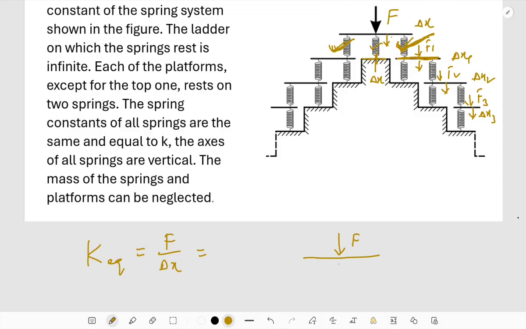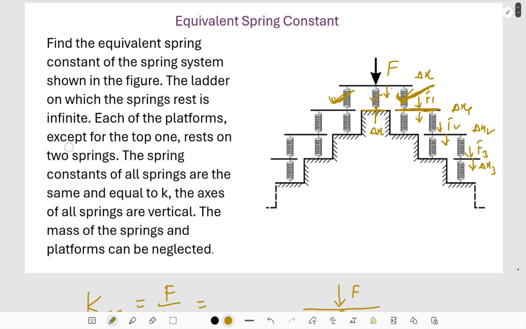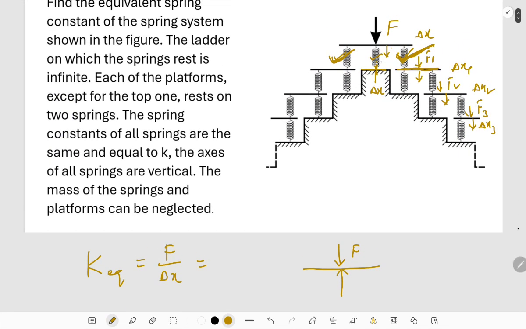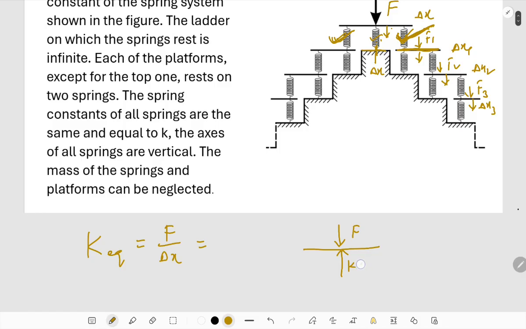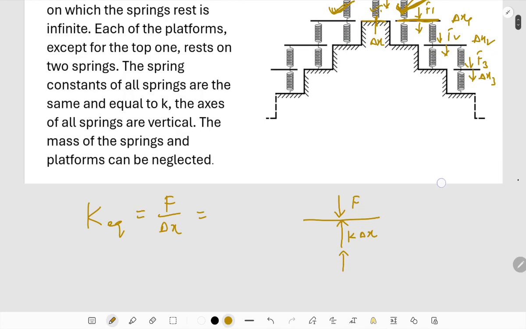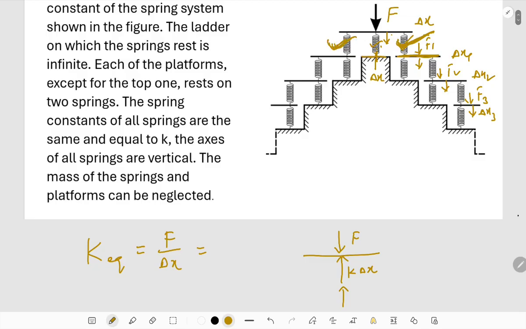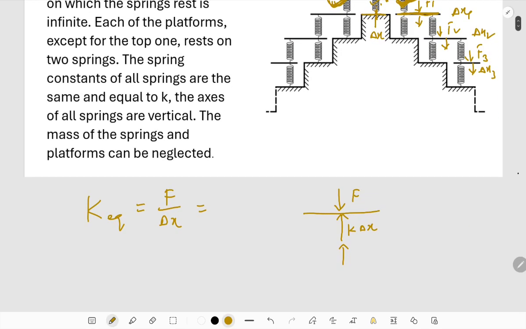So there are two forces acting on this upper platform. One by the middle spring, and that will be simply k delta x, because the spring constant is k. And next there will be one more force applied by both the left and right springs, and they get added. So this force will be 2k times (delta x minus delta x1).